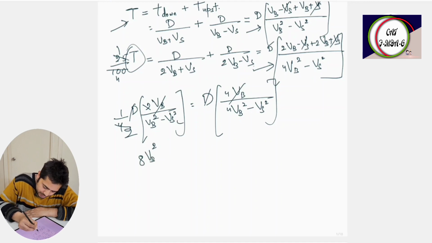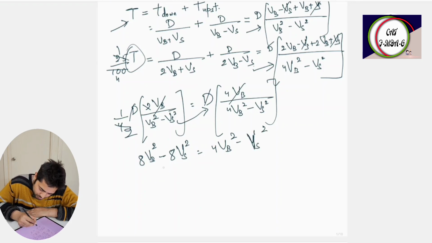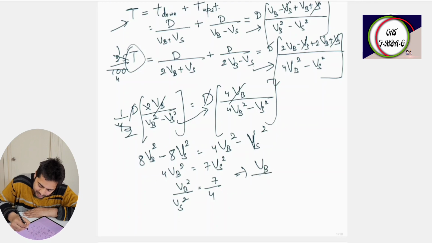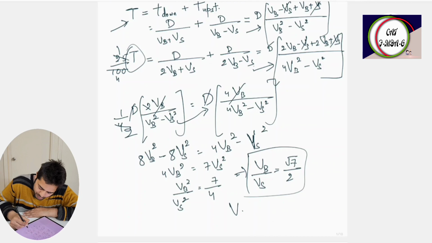8vb square, taking here this, minus 8vs square is equal to 4vb square minus 4 vs square. So 4vb square is equal to 7vs square. Vb square by vs square is equal to 7 by 4. That implies Vb by Vs is equal to root 7 by 2. So Vb is to Vs, root 7 is to 2. This should be the right answer.